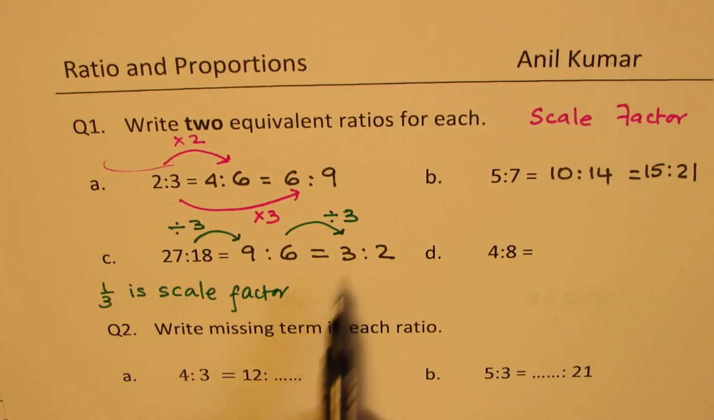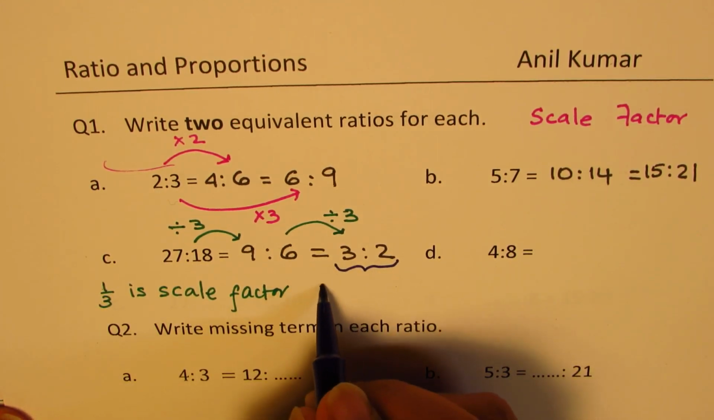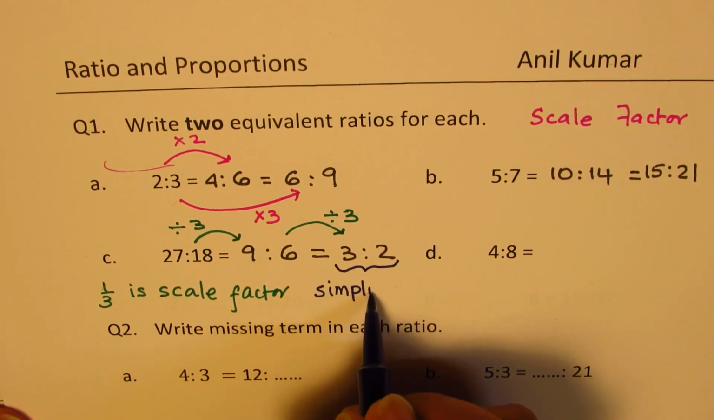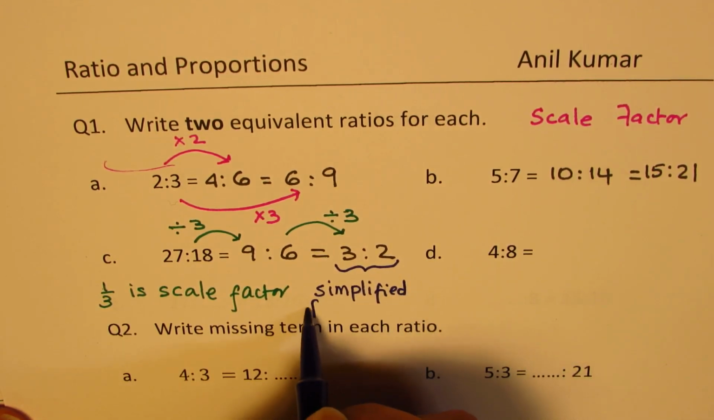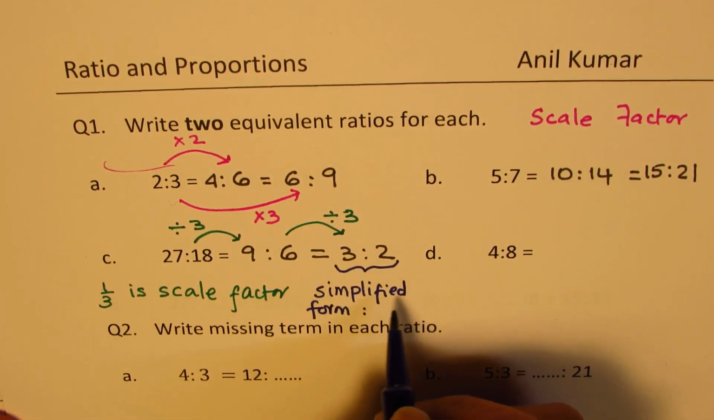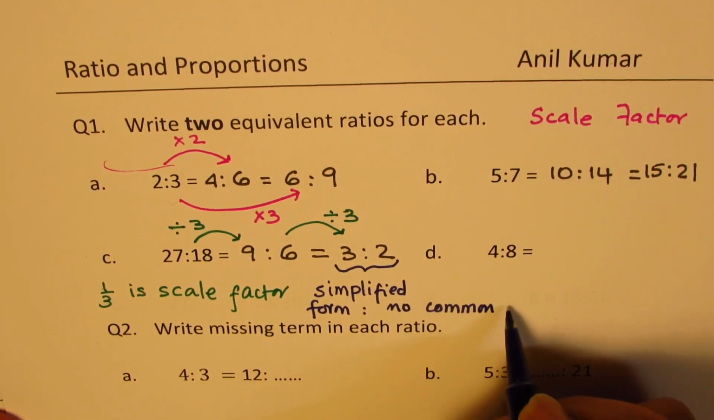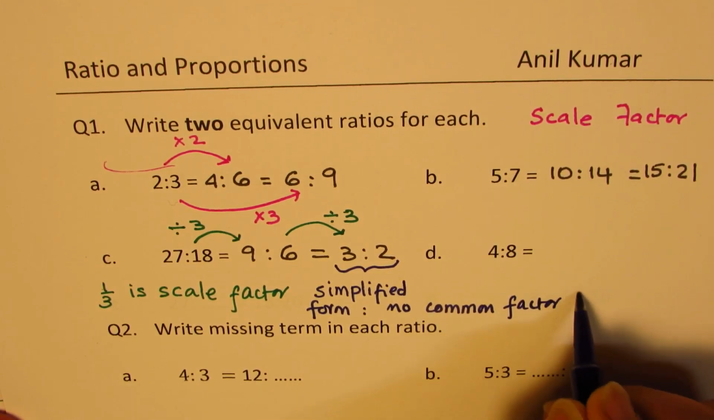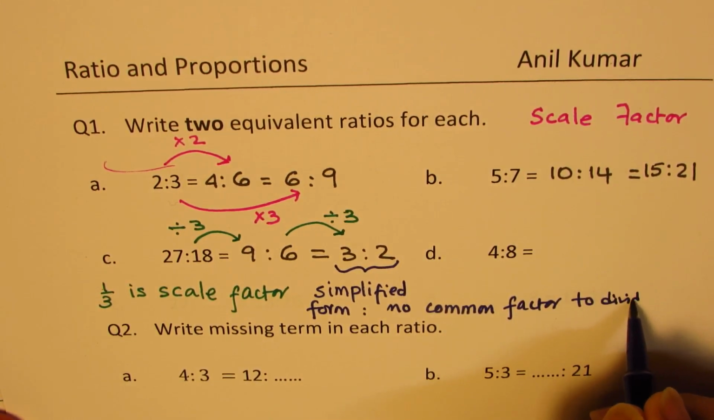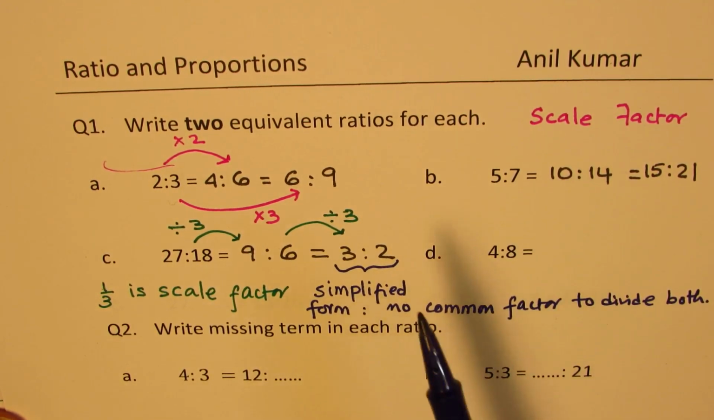other equivalent ratios. Now you will notice that in this particular case, we landed with 3 over 2. Now this is the lowest term, right? So this is the simplified form. In this simplified form, we do not have any common factor, right? So there is no common factor to divide both. Is that clear? So we have learned a couple of things here.